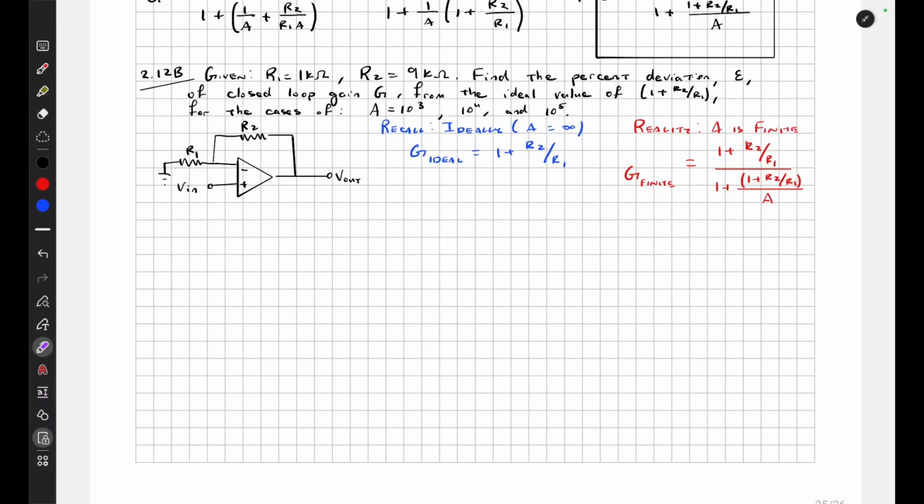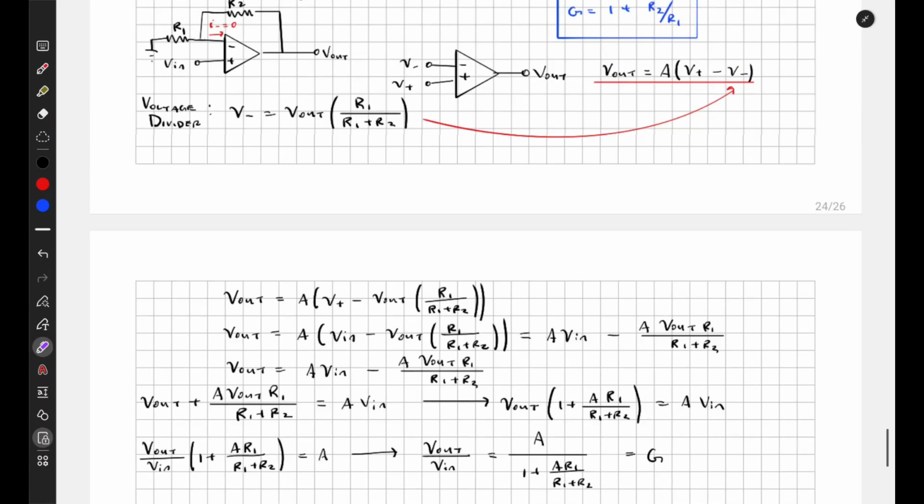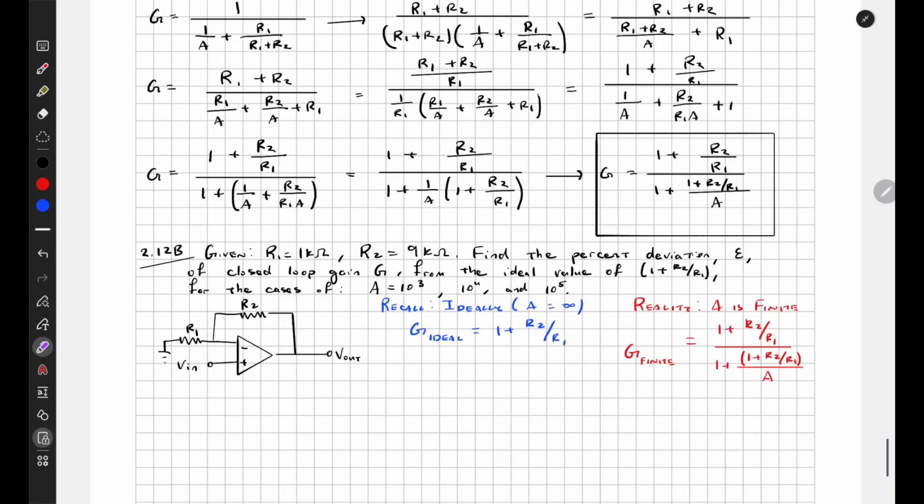So question 12b is a continuation of the previous problem. In the previous problem, we are told that the op-amp this time no longer has the ideal case of infinite open loop gain. It is A for the op-amp, and as a result, we calculated the equation to solve for the closed loop gain, which is V out divided by Vn, and we found it was this equation here.